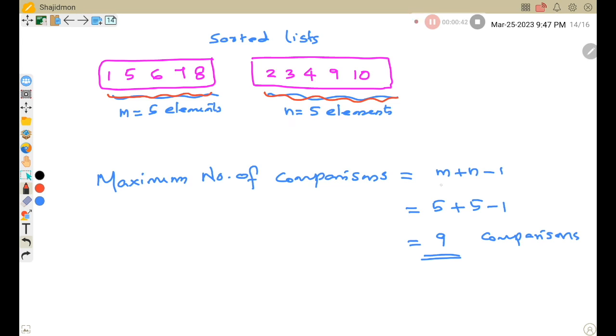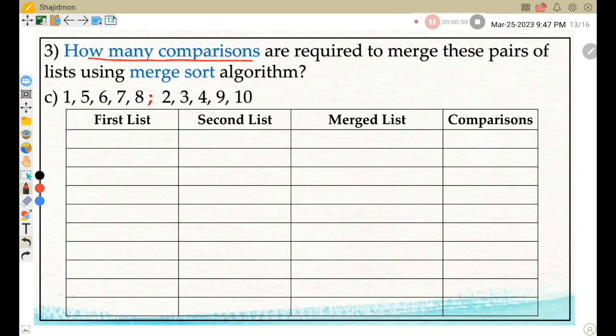So the maximum number of comparisons is m plus n minus 1, as I told. So 5 plus 5 minus 1, 9 comparisons maximum needed, correct? So if you want to merge these 2 lists into one combined sorted list, maximum m plus n minus 1, 9 comparisons are needed. Now exactly how many comparisons are taken, we can check here. Let me write the first list here.